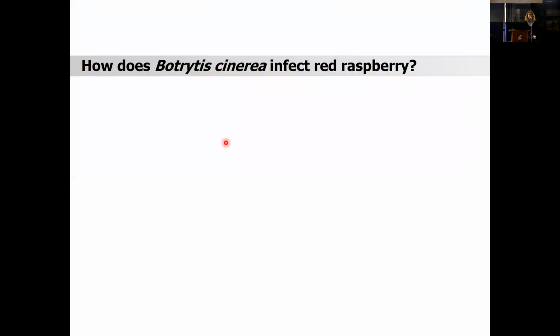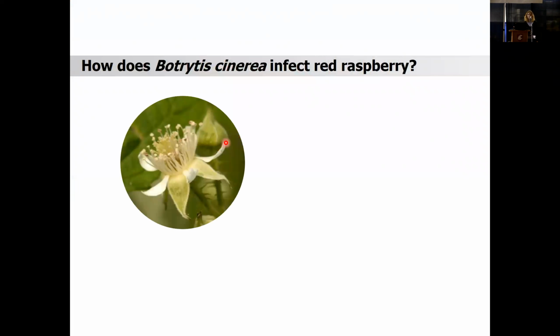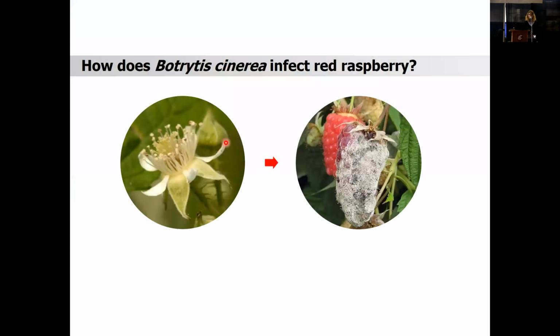So how does the botrytis infect red raspberry? Here is a raspberry plant, here is a raspberry flower, and we don't usually see symptoms on flowers. But when we see symptoms of botrytis infection is fruit. So all this grayish, fuzzy coverage on the surface of the fruit is a fungus that can easily spread from one fruit to another with wind and infect the whole field.